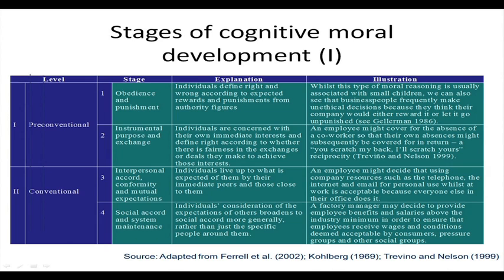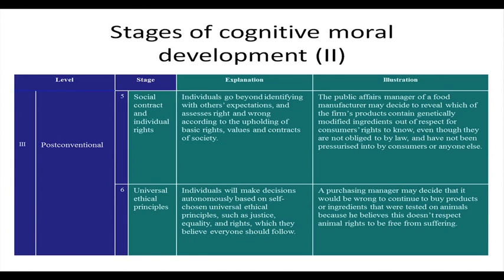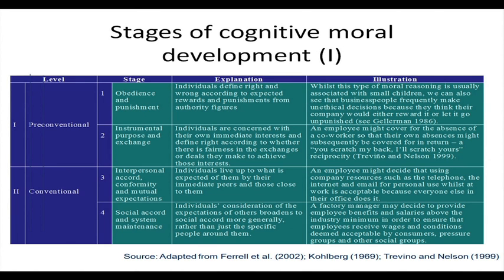We will move quickly through the stages of cognitive moral development, where we see that level 1 is called pre-conventional, the next level is conventional, and the third level is post-conventional. In the pre-conventional level, stage 1, people are guided by what is called obedience and punishment. So, what are obedience and punishment?